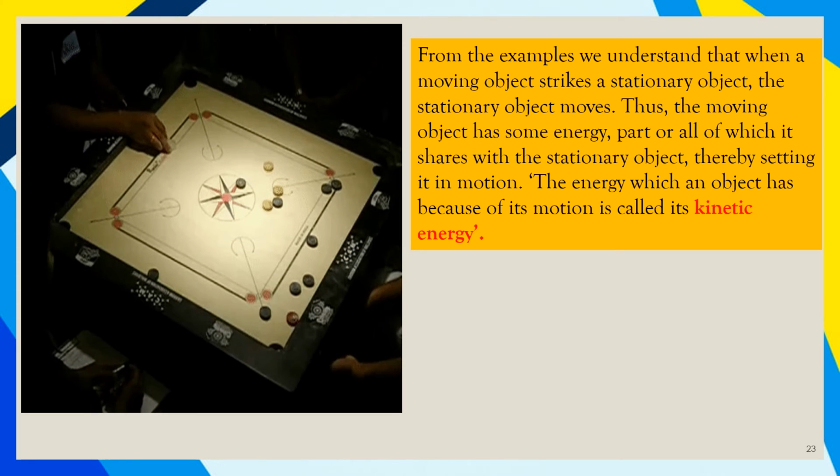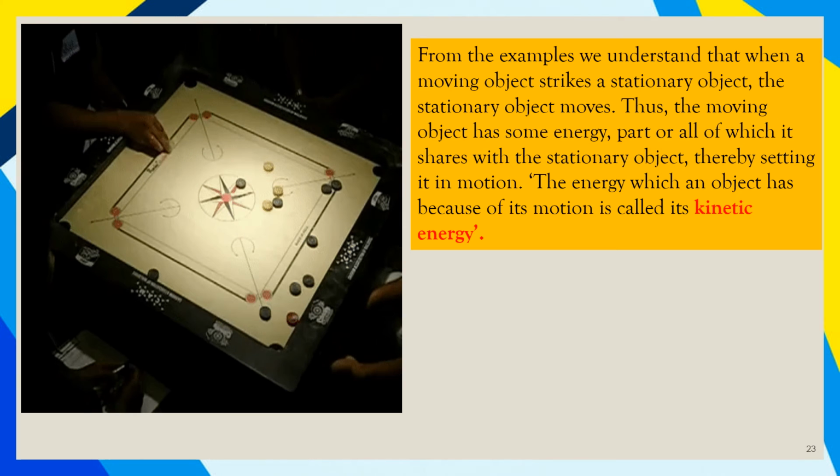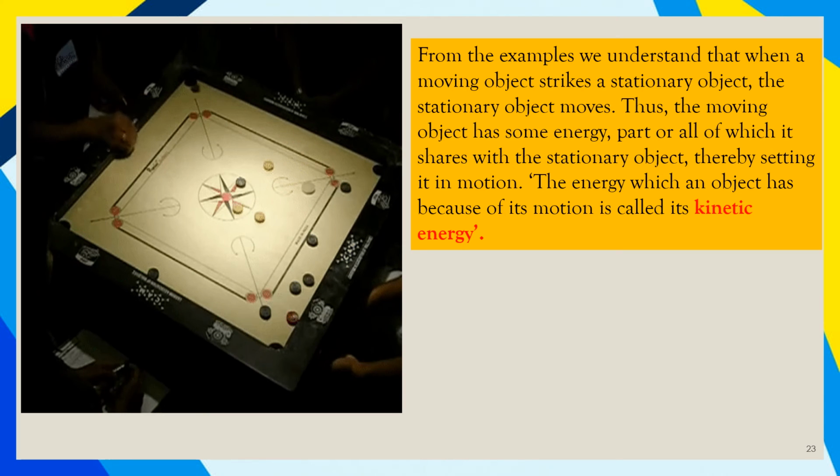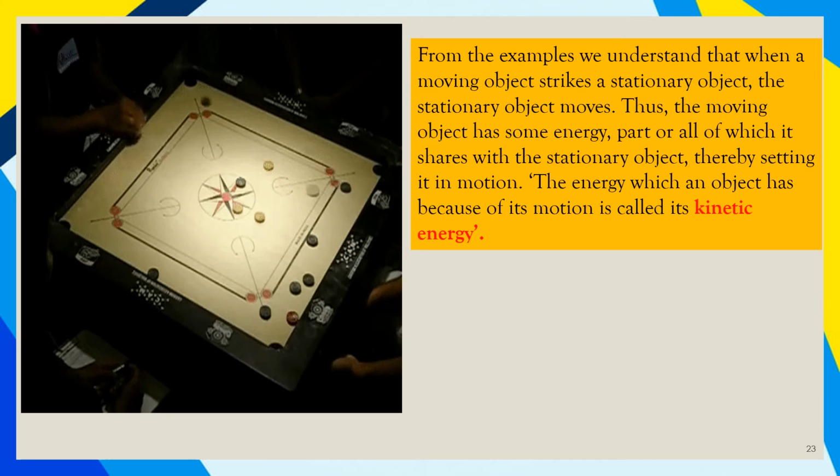Part of all of which it shares with the stationary object, thereby setting it in motion. This energy that we're talking about, which sets the stationary object in motion, that type of energy is called kinetic energy. The energy which an object has because of its motion is called its kinetic energy.